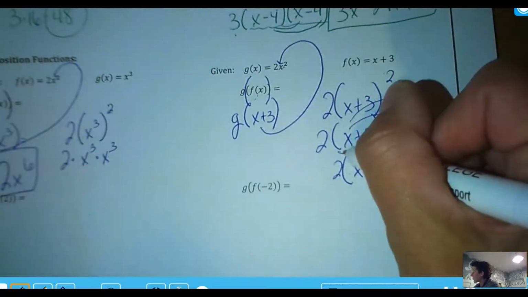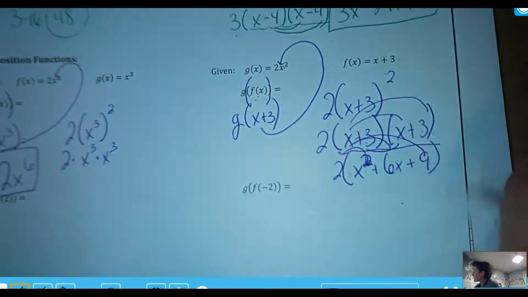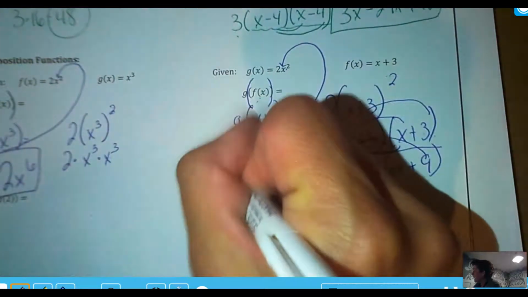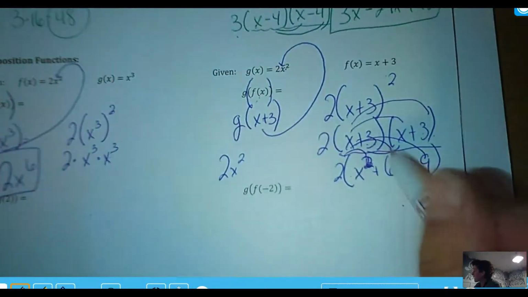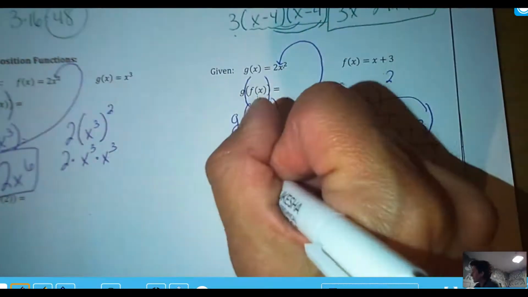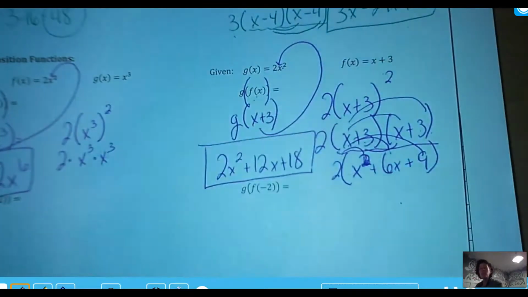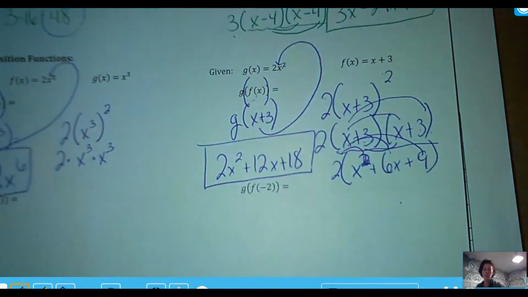So now the 2 is going to distribute into everything. And I realize I'm running out of room, so I'm going to stick my final answer right here. So when the 2 distributes, I get 2x squared, I get 12x, and I get 18. And that's what a composite function is. So it just looks a little different, but it's something that you already know.